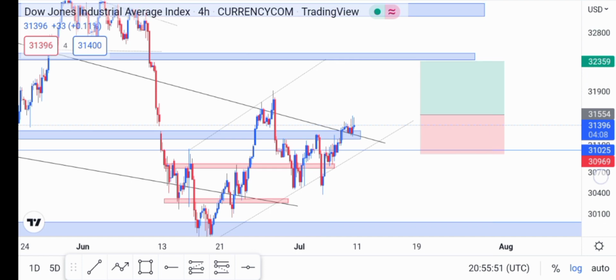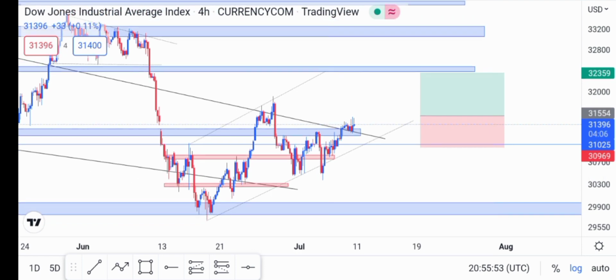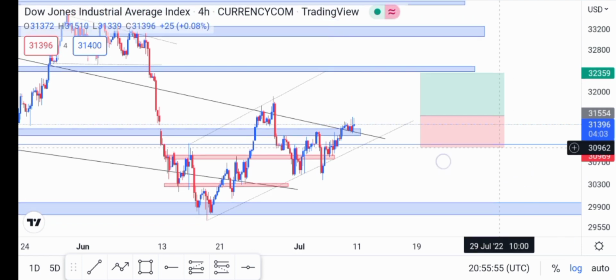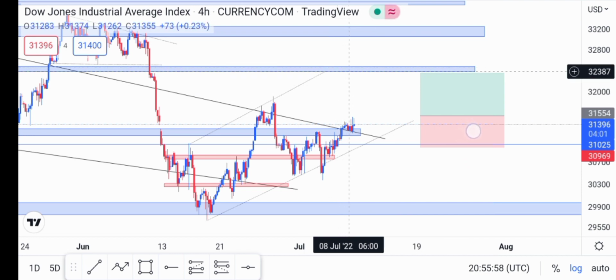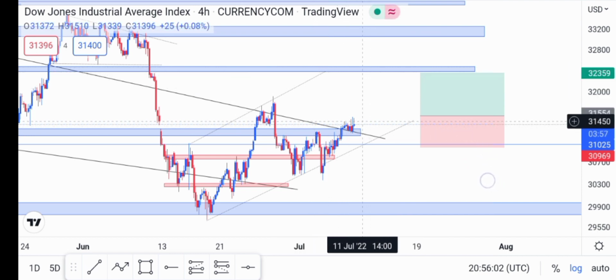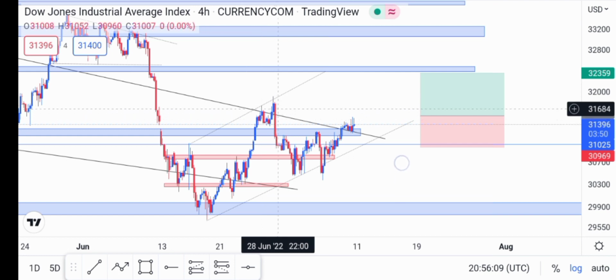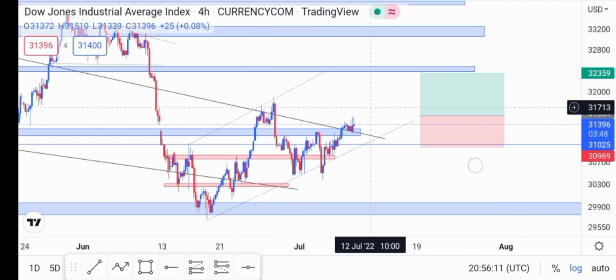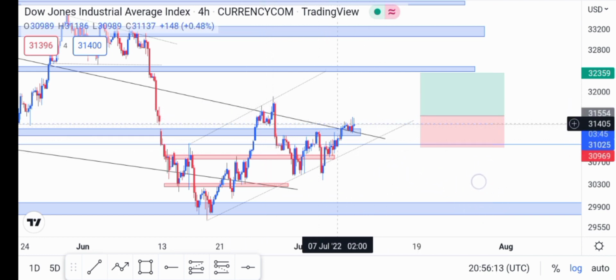So this is what we have on US30. It may push to the upper side up until right over here and touch the trend line. Or if it is not going to push to the upper side, it will respect this trend line again as it did around this area here. But let us hope for the best for this coming week. This is what we have on US30.